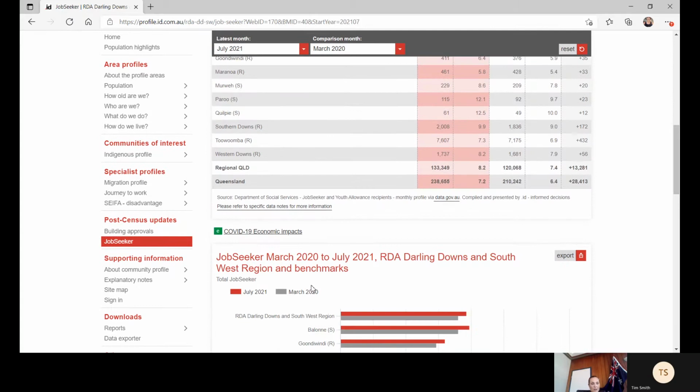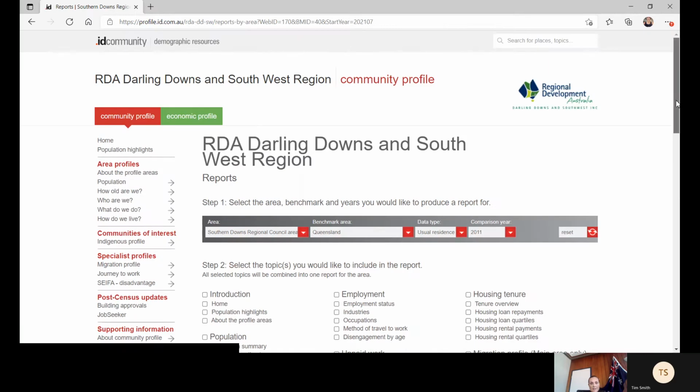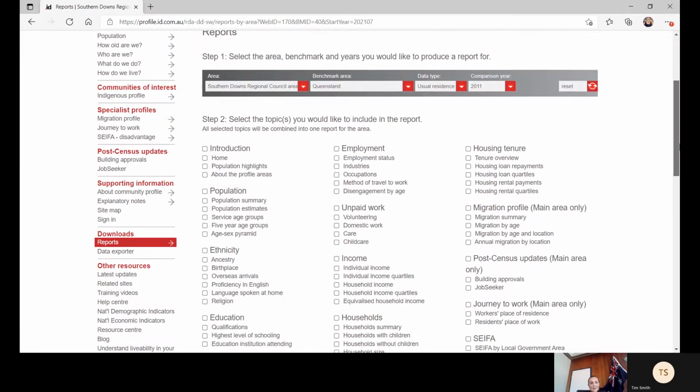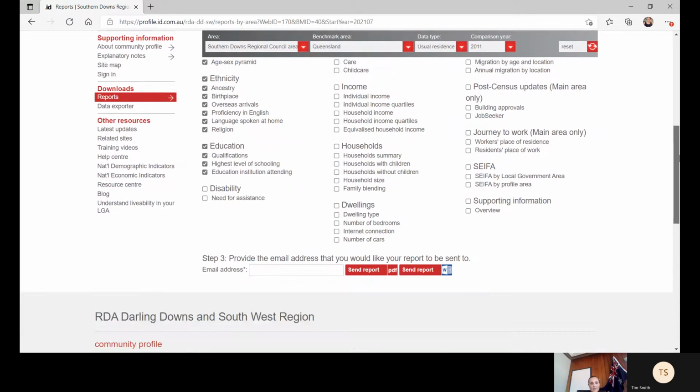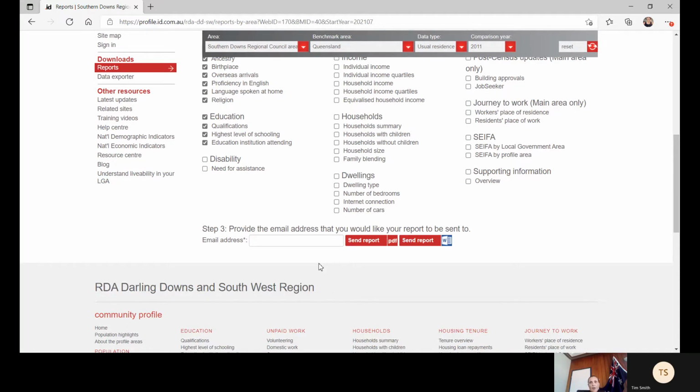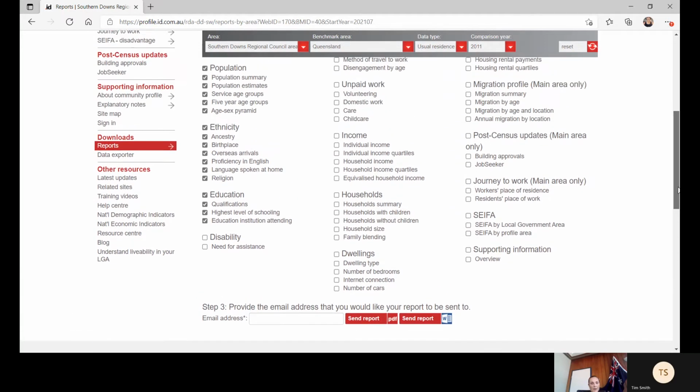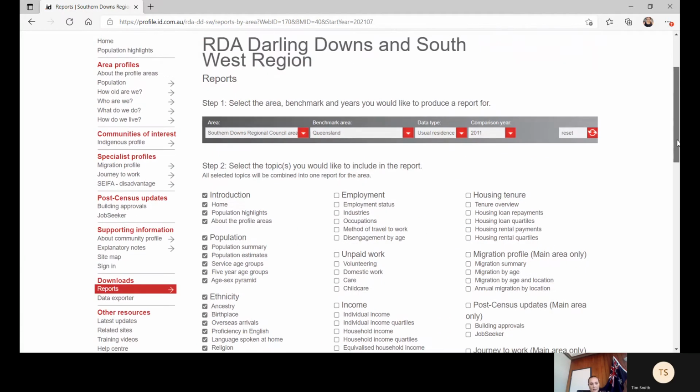Now, when we come down here, you can actually download a full report of the area. Often after the census, it'll be the first thing that councils will do. Their economic development teams will come in here and just download all of this information into a report, send it to themselves, and be able to go through all of the changes that have occurred in your local community as well. It's a really good report, gives you all of your information around household size, internet connection, a whole lot of stuff.